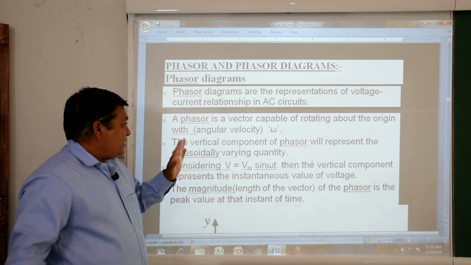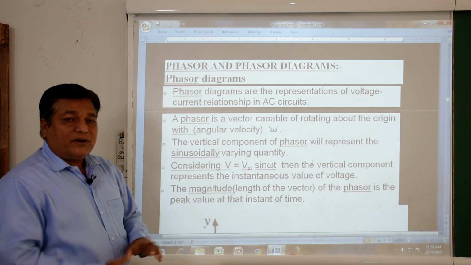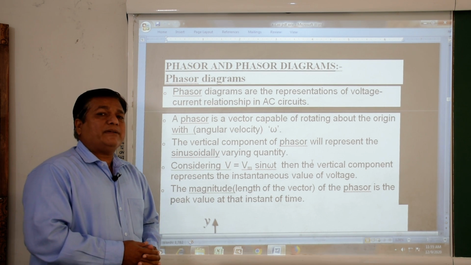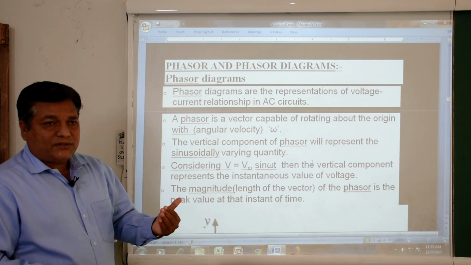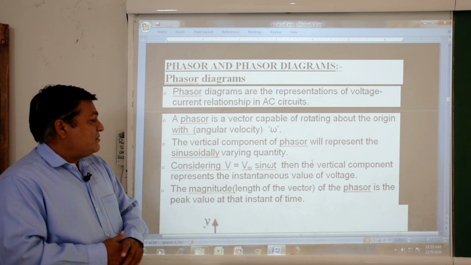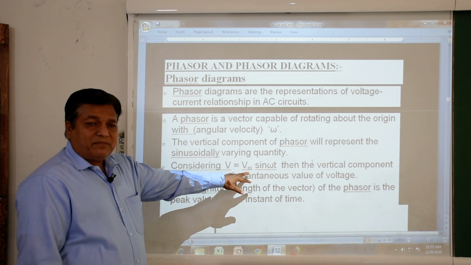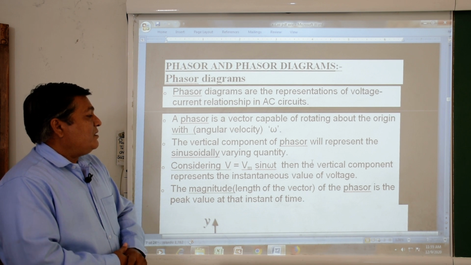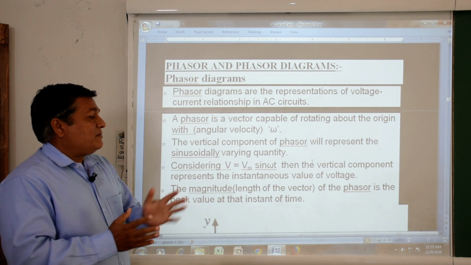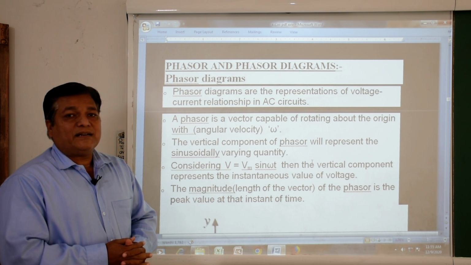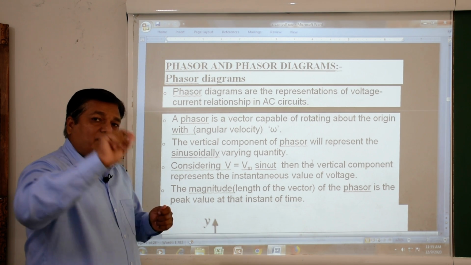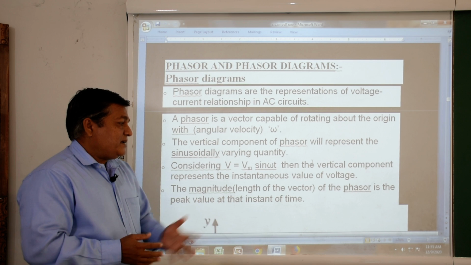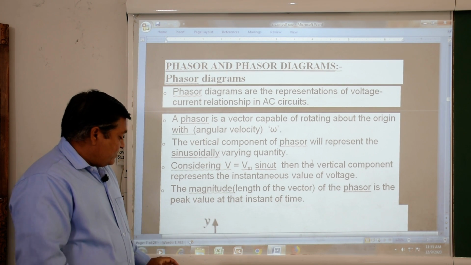Similarly, the vertical component of the phasor will represent a sinusoidally varying quantity. Just now we have seen the wave diagram of alternating current, and in the last lecture we have seen the wave diagram of alternating EMF also. Considering V is equal to Vm sin omega t, where Vm means V maximum, that is V naught, the vertical component represents the instantaneous value of voltage. The magnitude or length of the phasor is the peak value at that instant of time. If the length of the vector representing voltage is larger, it means its magnitude is larger than current. So, this is about the phasor diagram.